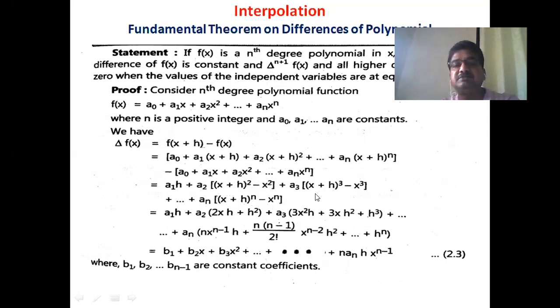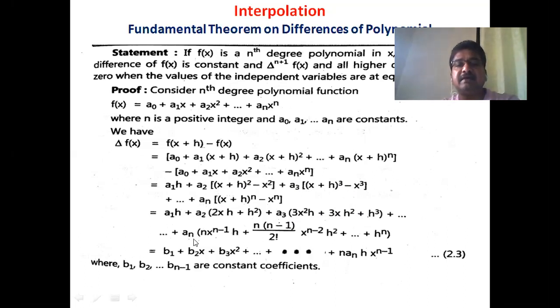Then simplify all these brackets. So the next step is a1h as it is, plus a2 times the square of this bracket. The first term is x², and x² − x² becomes 0, and then 2hx + h², this bracket is the simplification. Similarly, in (x+h)³, x³ gets cancelled, so the remaining terms in this bracket are 3x²h + 3xh² + h³, since x³ minus x³ becomes 0.